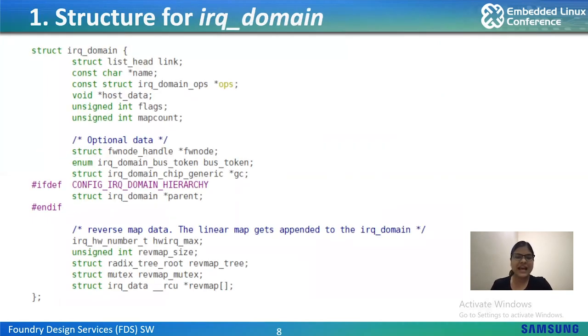The first structure is IRQ domain. This structure is used for hardware interrupt number translation. What is interrupt number translation and why is it needed? We will see this in this slide.